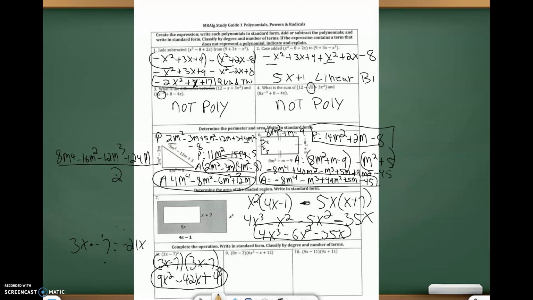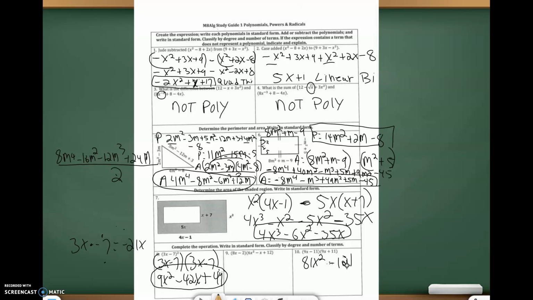All right. I'm going to jump to 10 real quick because there's another shortcut. Remember, you're not going to have any middle term. So that's going to be 9x times 9x, which would be 81x squared. And then negative 11 times positive 11 is negative 121. So that is what we got. That is a quadratic binomial.